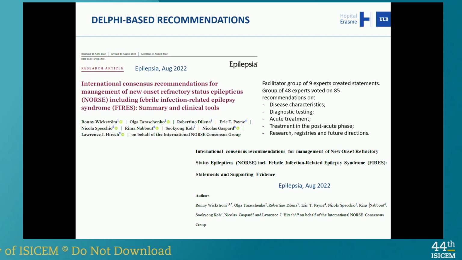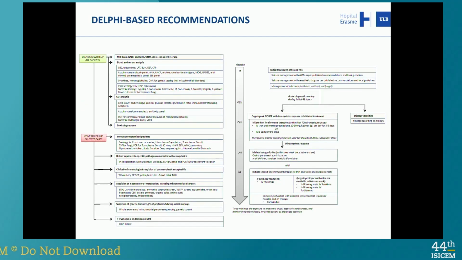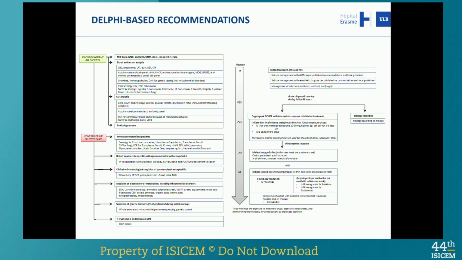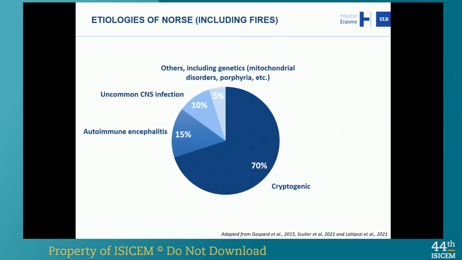There is a short version of it that comes with flowcharts and tables. I'm not going to go into the details. I don't have time, but you can refer to them. That kind of suggests it's not evidence-based. It's eminence-based, not evidence-based. But this is how this group of people would approach the problem, with a suggestion of a hierarchical, tight approach to workup and treatment. But let's get back to etiologies of NORSE.